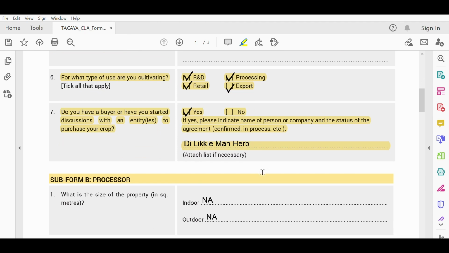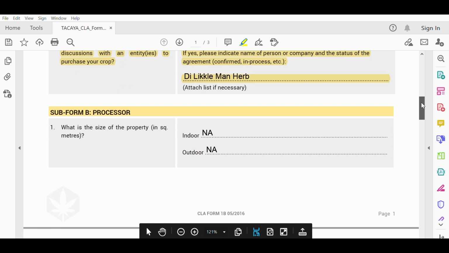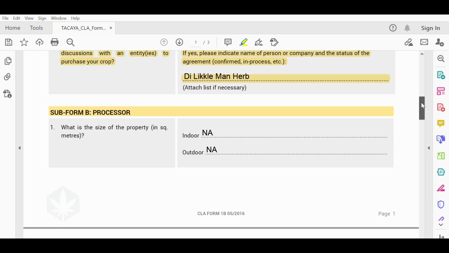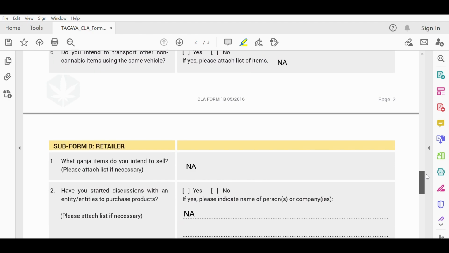If you were applying as a processor or somebody else, you would just complete the section which applies to your particular application. Now, say for example you were applying as a processor and you are also applying as a cultivator, as an individual, you would not be able to do that. You would actually have to form a company, whether it's a sole proprietorship, a partnership, or a limited liability entity.